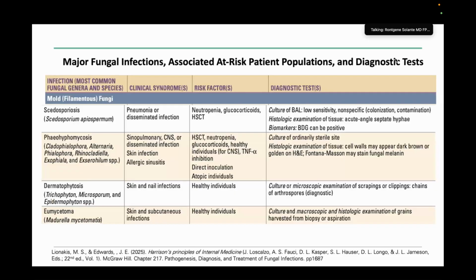Okay, the classic example of this fungal infection is your Madurella mycetomatis, which is also common in individuals that are healthy. You don't need to be immunocompromised. And again, the examination here is usually with the use of a culture or a macroscopic examination, wherein you will be able to examine the grains harvested from biopsy or aspiration of an infected skin or subcutaneous infection, usually in the lower extremity of healthy individuals with eumycetoma.